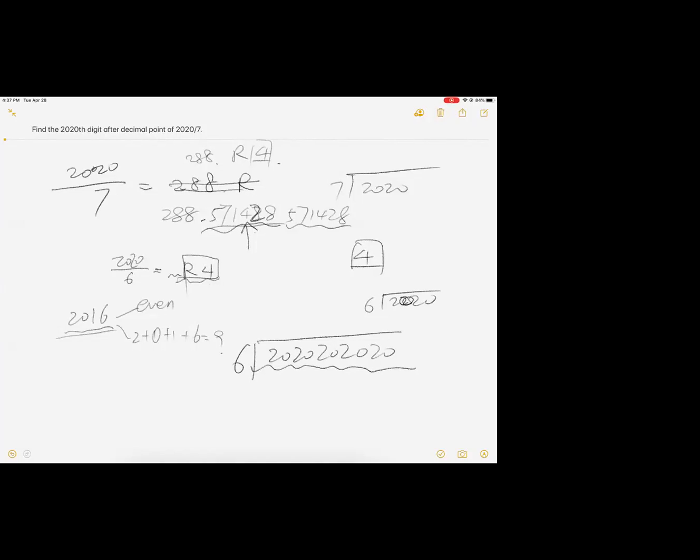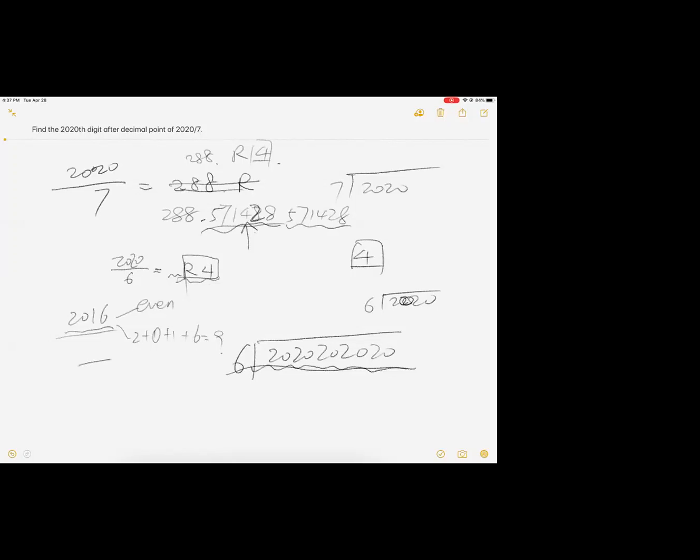Why is this also 4? Because I just did the long division really quickly. Oh, you did a long division on this? Yeah. So 2020 divided by 6 gets a remainder of 4, and 42 is divisible by 6. So I get rid of that, and 0 doesn't mean anything. So you're back to 2020 again. Oh, okay.